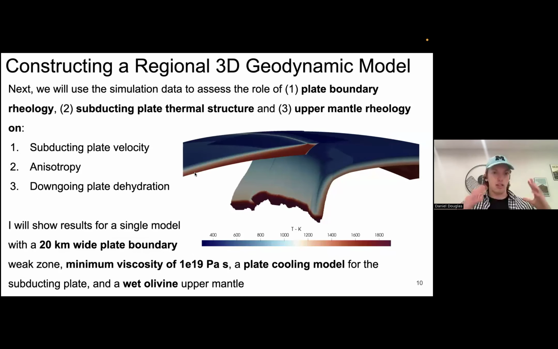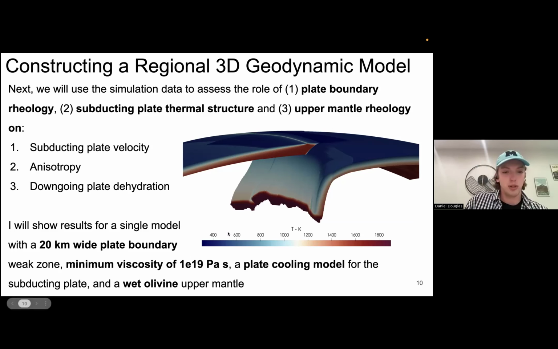So we take that model setup and we test 3 different model parameters, which are the plate boundary rheology, the subducting plate thermal structure, and the upper mantle rheology. And we see what effect these have on our 3 different observables, which are the subducting plate velocity, the anisotropy, and the downgoing plate dehydration. I've run a suite of models, but I'm only going to show you the results for one particular model, which happens to be one of our better fitting models.